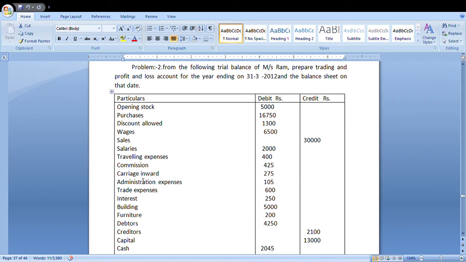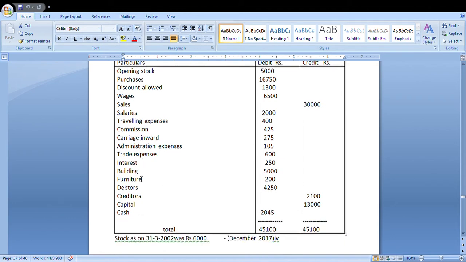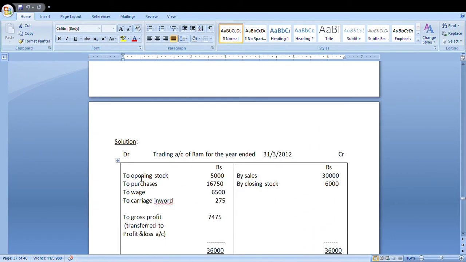Carriage inward. Carriage is of two types: one is carriage inward, the second is carriage outward. Carriage inward is entered in the trading account. Carriage outward is entered on the debit side of the profit and loss account. Carriage inward 225.